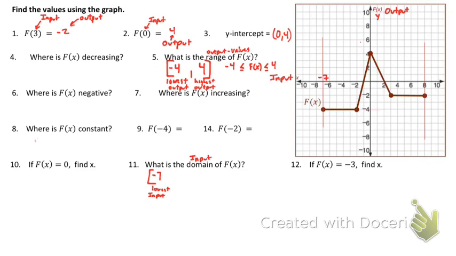Okay? And since 8 touches my graph, again, the vertical 8 line has a point on it. That means it has a bracket. So my highest input is 8 with the bracket. And this is my highest input value. Okay, that is set notation.